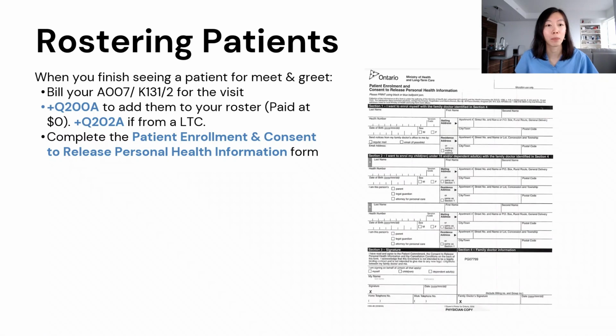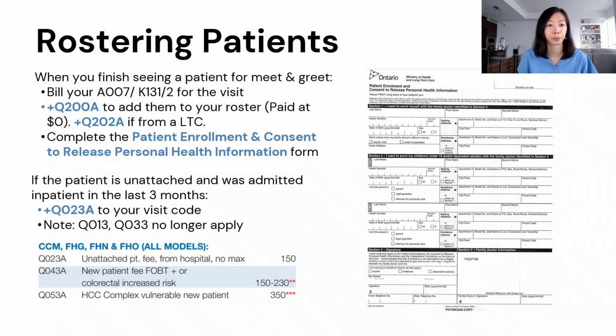And you always want to remember this patient enrollment and consent form, because we talked about this in the first part of this lecture. This is the proof that you have that this patient is rostered to you. Now, if this patient is unattached and they were admitted as an inpatient for the past 3 months and then came to you, then you can bill something like a Q023, which gives $150.